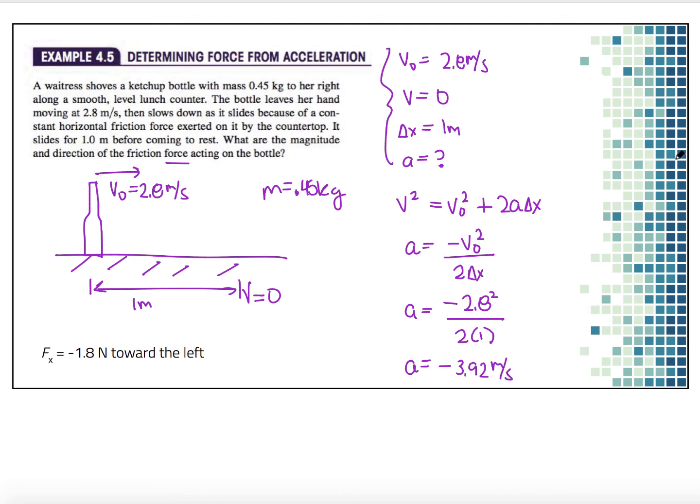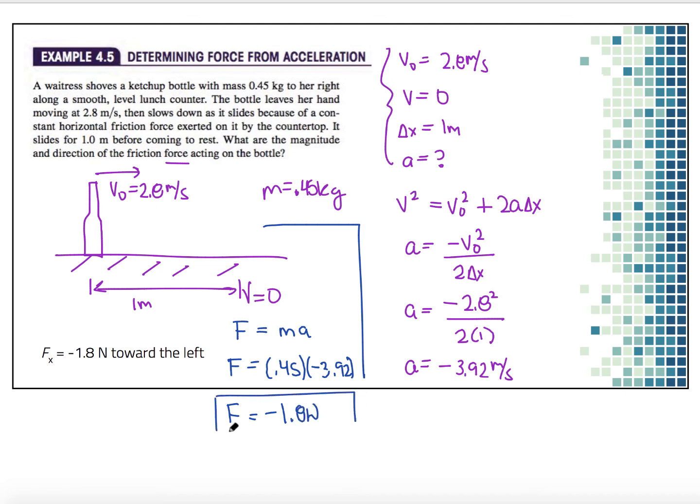And now we can go on to calculate our net force. So here's my mass. So my net force, I'll do it right here, is equal to mass times acceleration. So in this case, I would have my mass of 0.45 kilograms times my acceleration of negative 3.92. And so putting this in, you end up with something that is pretty darn close to negative 1.8 newtons.